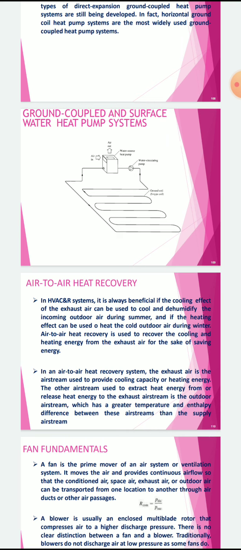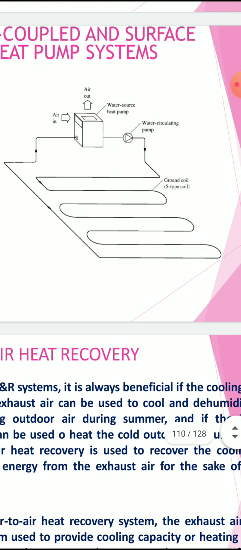Ground coupled and surface water heat pump system. Here in this figure we have ground coil. It is S-type ground coil, and water circulating pump, water source heat pump, air out, air in.